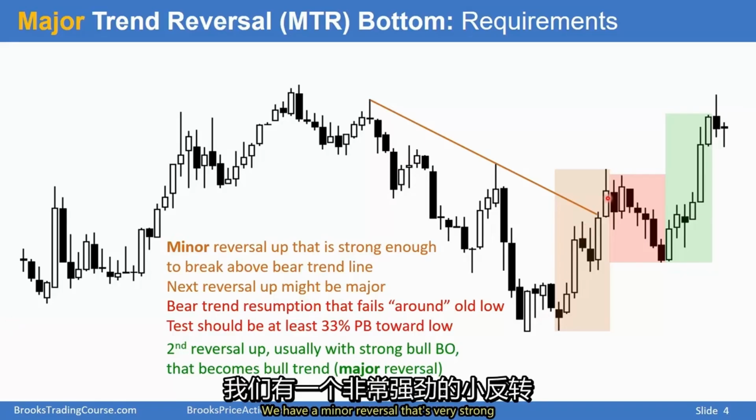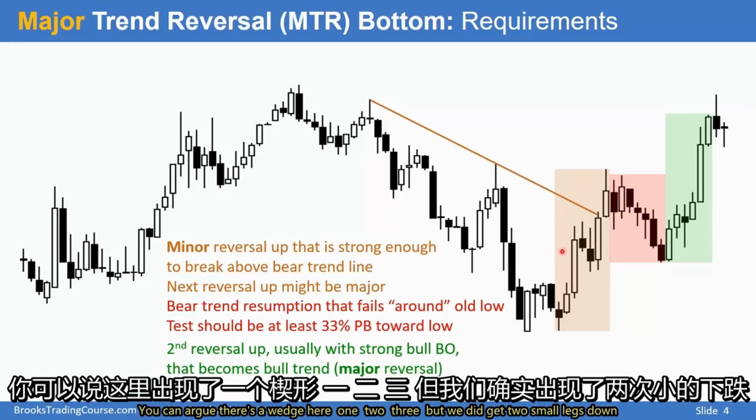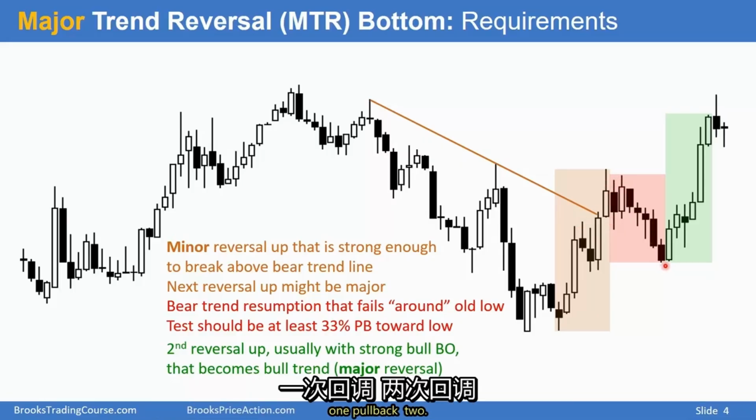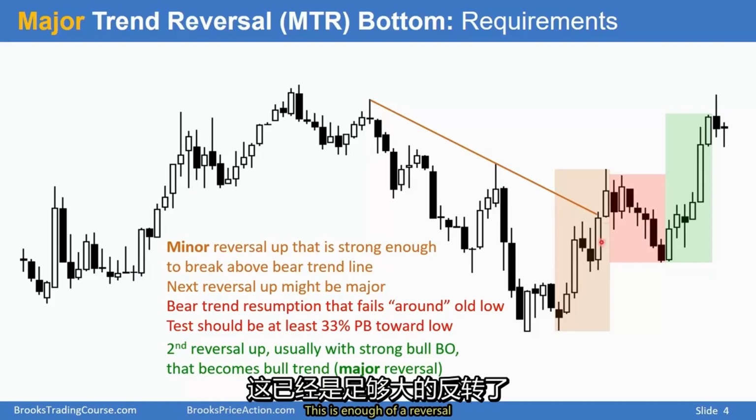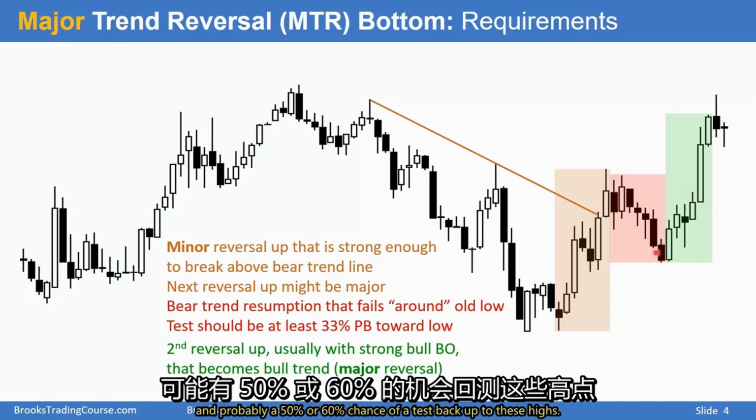We have a minor reversal that's strong enough so that we'll probably get a second leg up. You can argue there's a wedge here, 1, 2, 3, but we did get 2 small legs down, 1 pullback, 2. This is enough of a reversal so that traders expect a 40% chance of a swing up and probably a 50 or 60% chance of a test back up to these highs.